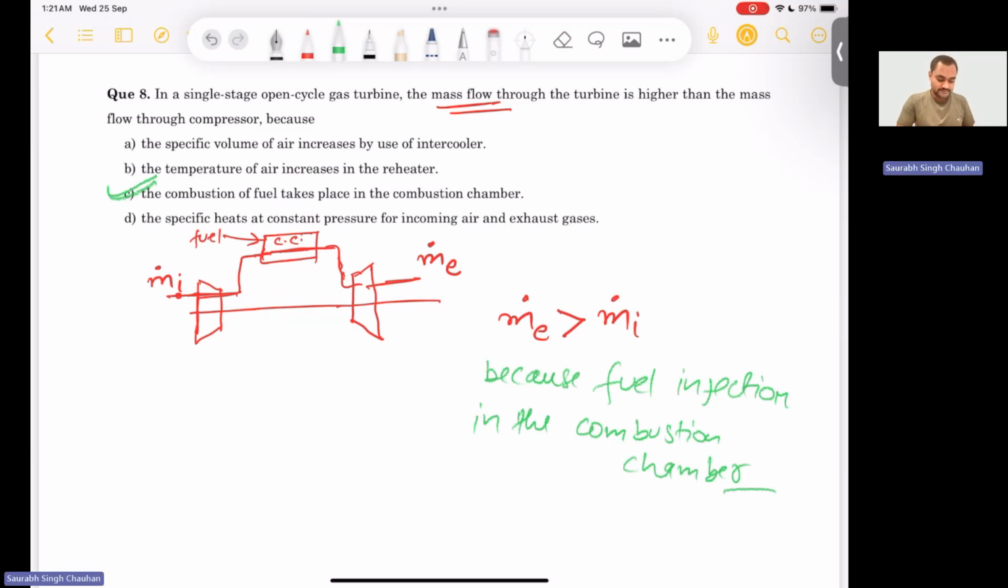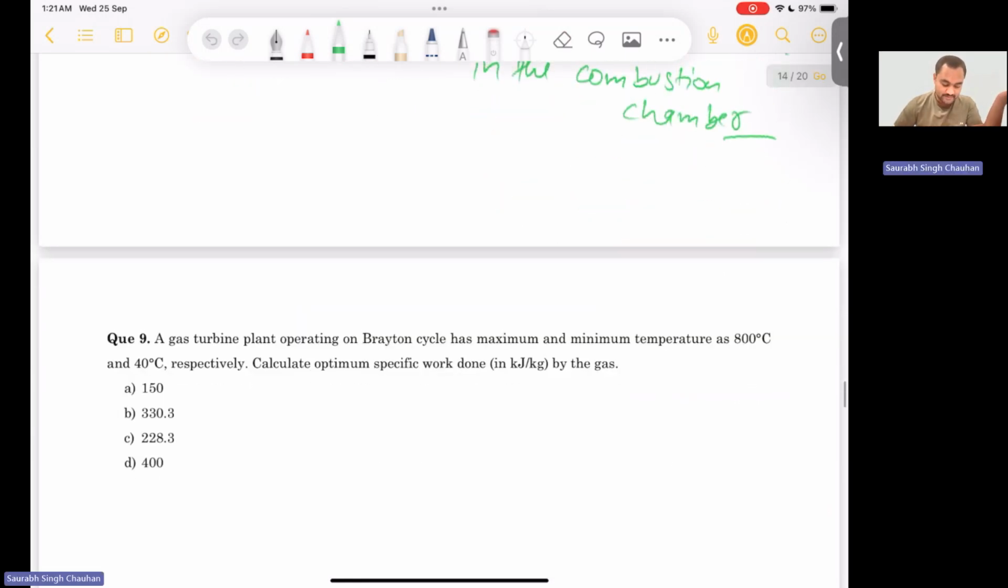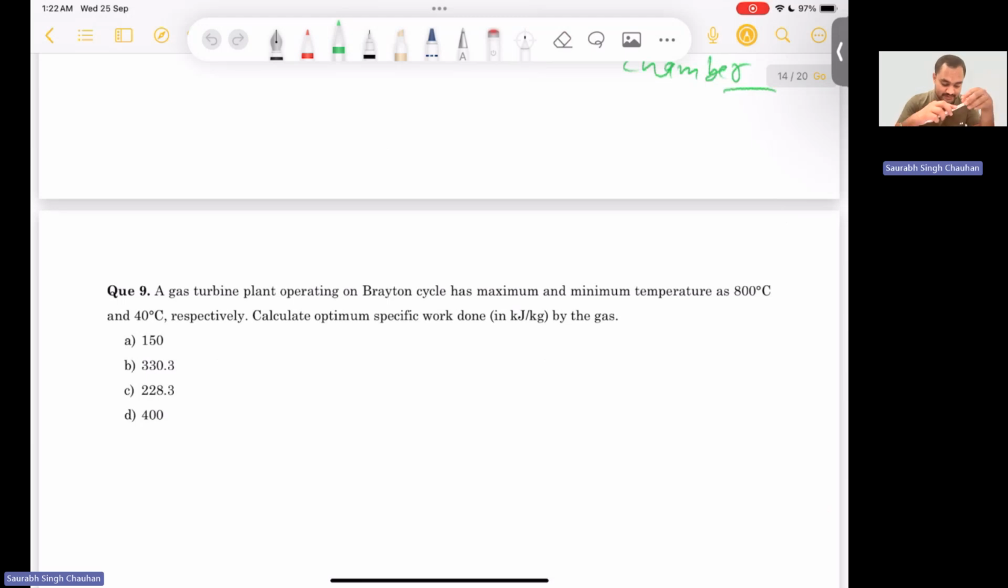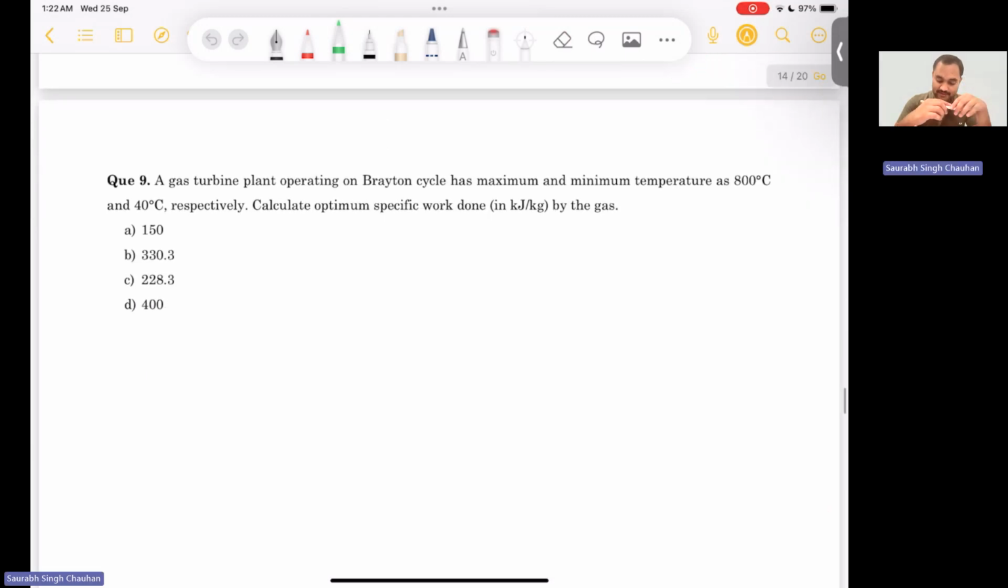So I hope that for question number 8 everything is clear and we can move to the next question. Question number 9 says that a gas turbine power plant operating on Brayton cycle has maximum and minimum temperature as 800 degrees Celsius and 40 degrees Celsius. We have to find the optimum specific work.